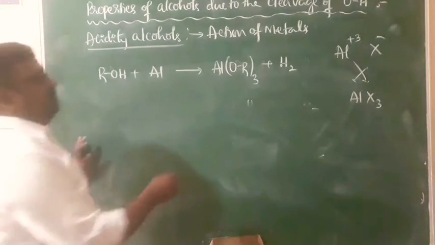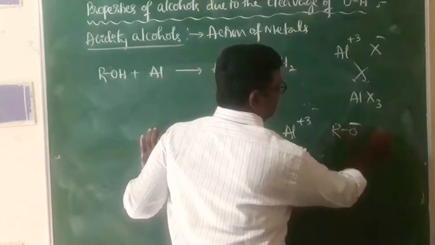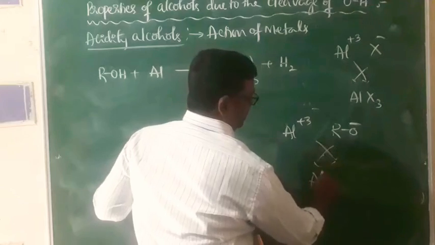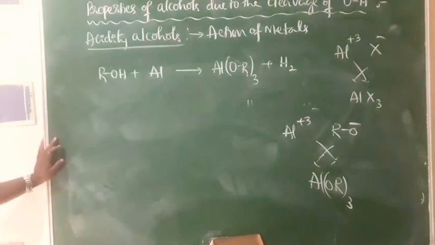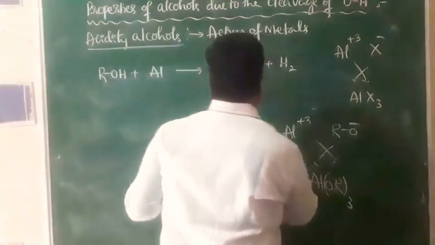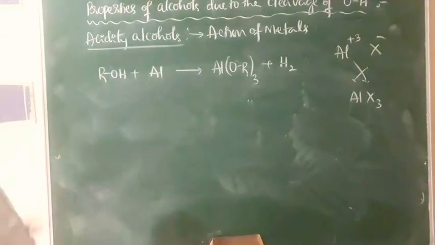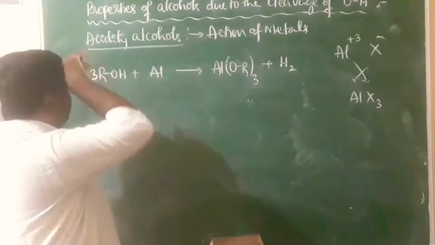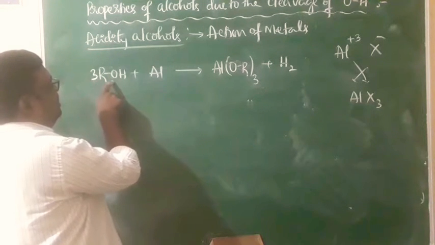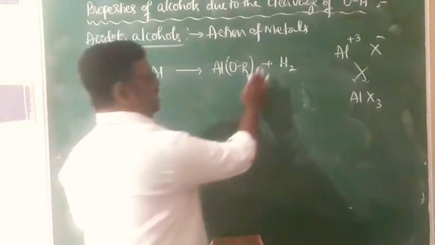Yes it is. Why have I written it like this? Because aluminium is plus 3, RO minus is minus 1. Crisscross, what do we get? Al(OR) thrice. Again here, how many ORs are there? 3, so this becomes 3, right? Now see, if I say 3 OR, then hydrogen becomes 3, but here there are 2. We have to balance it, so 2 has to become 3.